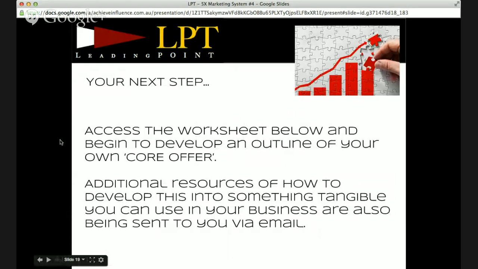All right, so your next step here is to access the worksheet below this video and begin to develop an outline of your own core offer along with your profit increase options. Now, I've included core offer there simply because the profit increase options will need to link back out of your core offer, and there's a really cool way to do this.